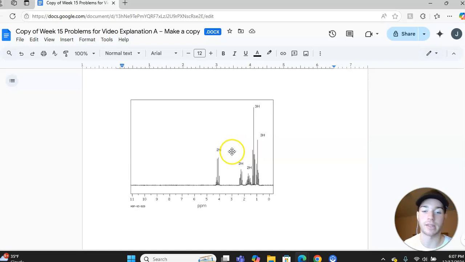Actually, backing up, the integration numbers. So the formula was C6H12O2, and I already had used one of the carbons and both oxygens. So I was basically trying to figure out where the rest of the carbons were and where the hydrogens were. The integration numbers that were here, 2, 2, 2, 3, and 3, basically showed me where the rest of the hydrogens were.